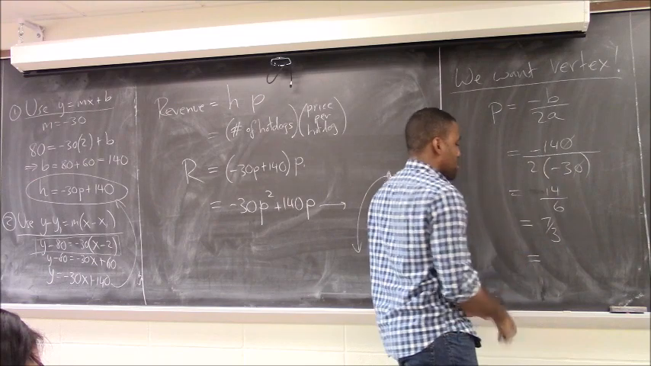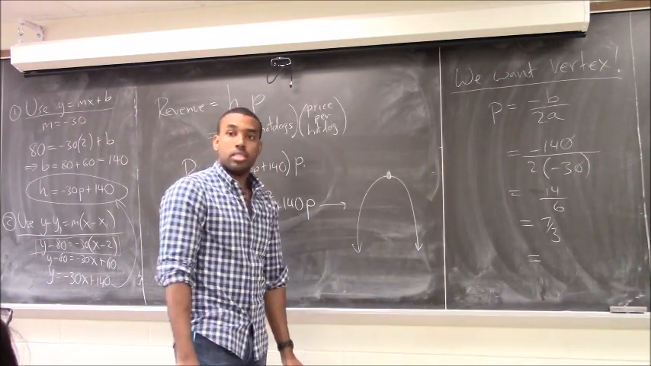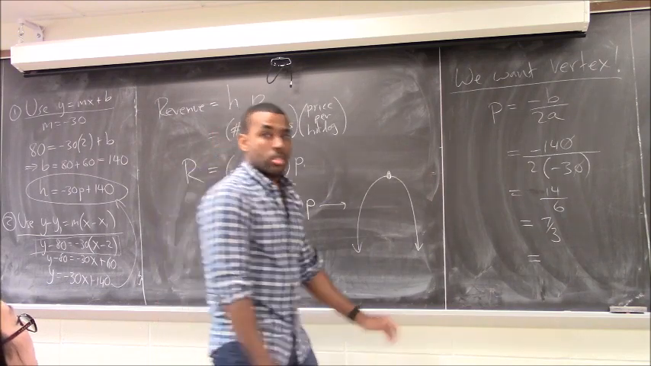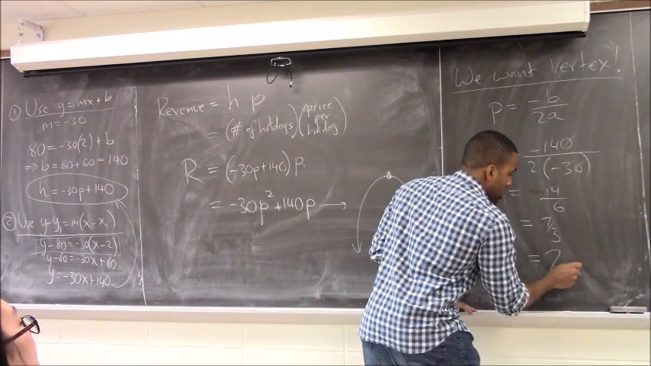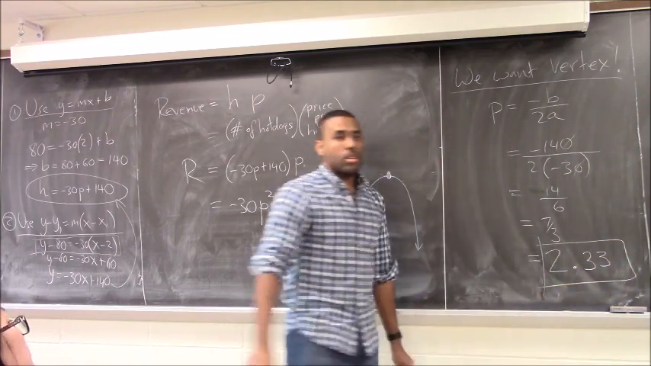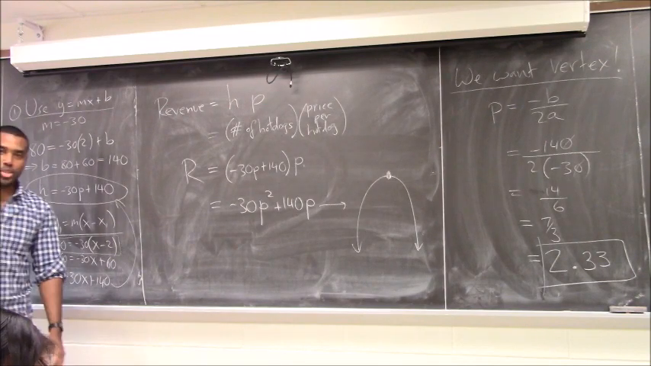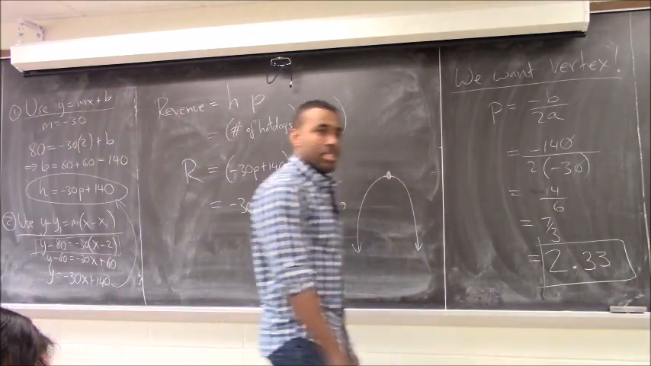Give me that in terms of money notation. Roughly $2.33. Under these assumptions, the best price to sell my hot dogs for is $2.33.